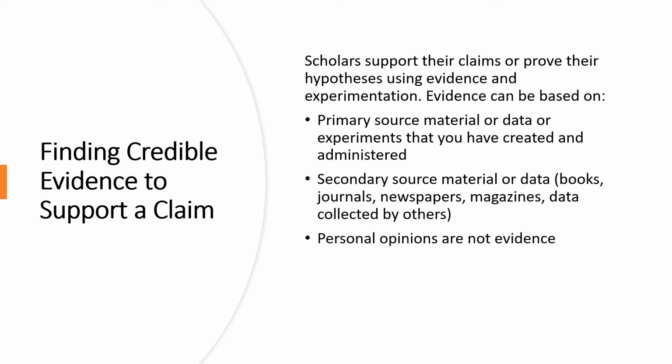Evidence may come in different forms. Primary evidence comes from data collected and experiments conducted. Secondary evidence is published scholarship and other materials published in the form of journal articles, books, news, data and statistics compiled by others. Personal opinions or personal thoughts are not evidence.